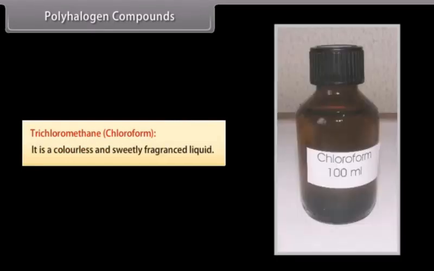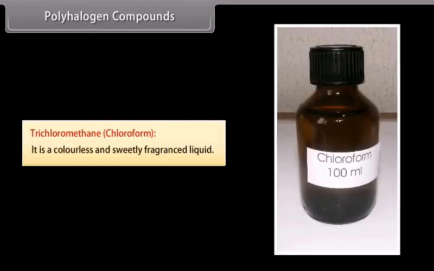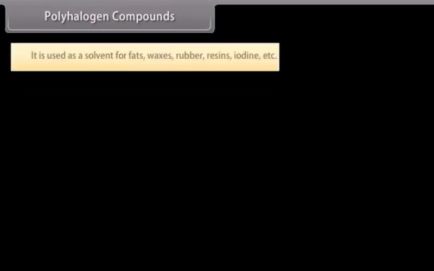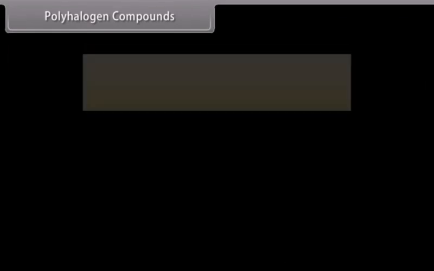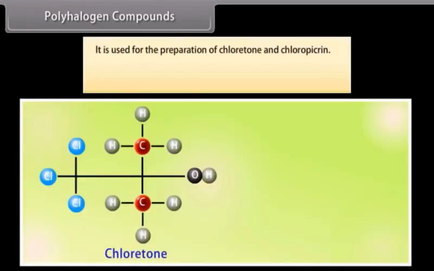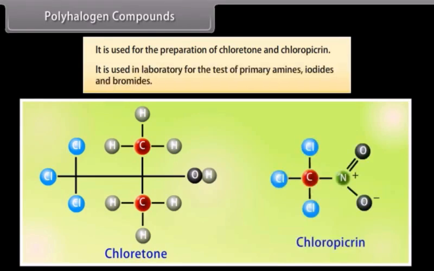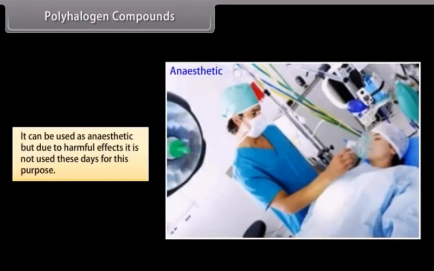Trichloromethane, chloroform. It is a colorless, sweetly fragranced liquid. It is used as a solvent for fats, waxes, rubber, resins, iodine, etc. It is used for the preparation of chloretone and chloropicrin. It is used in laboratory for the test of primary amines, iodides and bromides. It can be used as anesthetic, but due to harmful effects it is not used these days for this purpose.